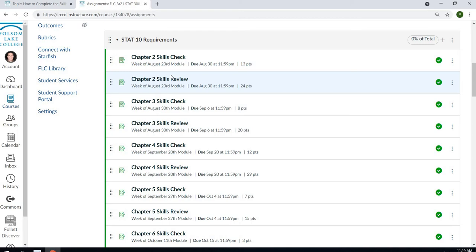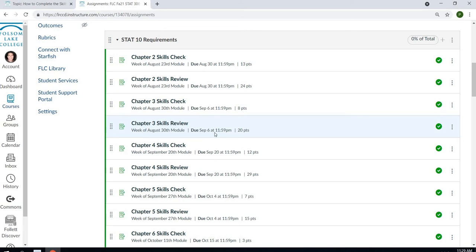They have specific due dates. This Chapter 2 skills check and review need to be completed by August 30th, the Chapter 3 by September 6th, and so forth and so on. They're tied to the beginning of each one of those initial chapters. And what they should be are foundational skills that you probably already are coming in with.